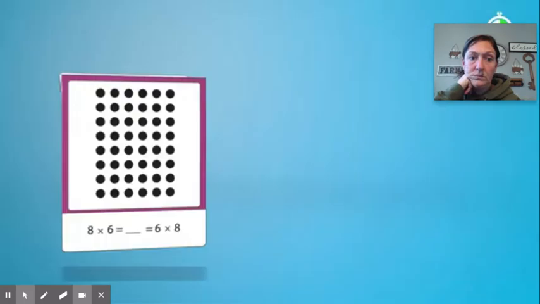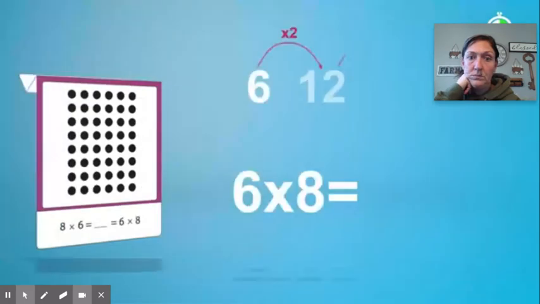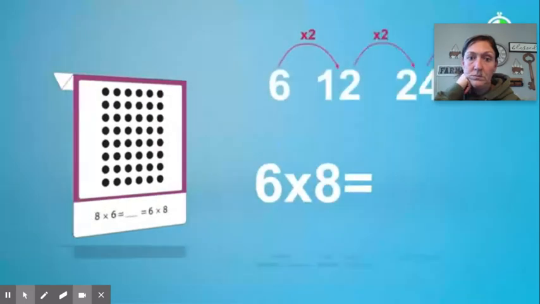Perfect. Doubling is a powerful thinking strategy for multiplying by 2, by 4, and by 8.